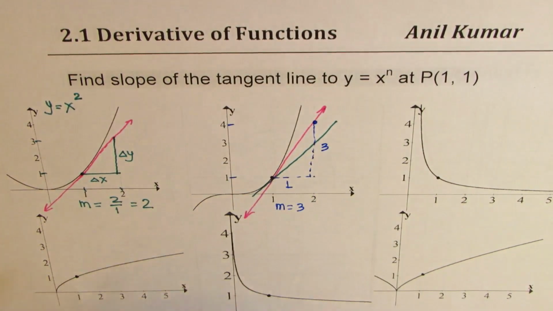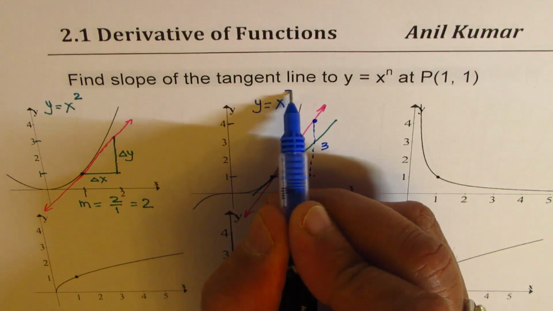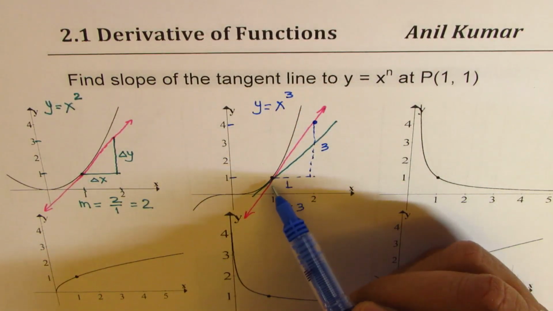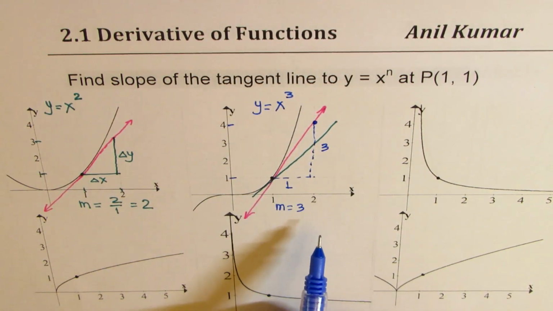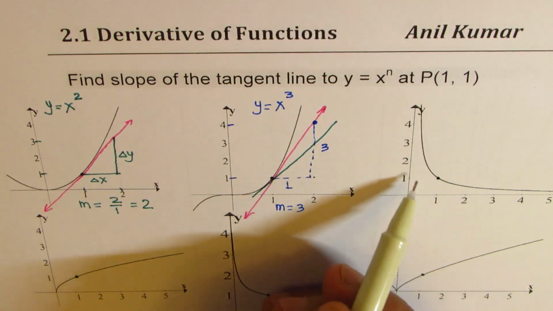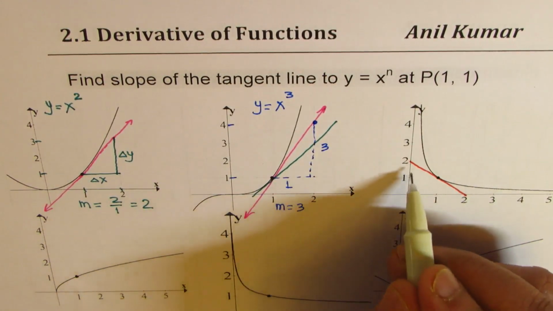3 over 1. And you'll find that this graph is actually the graph of x cubed. Do you see that? So for a power function, the slope at 1 is actually the power itself. That's very important to understand. Here, if I draw the tangent line, let's do it. So you get a line like this, correct? So that becomes the tangent line.